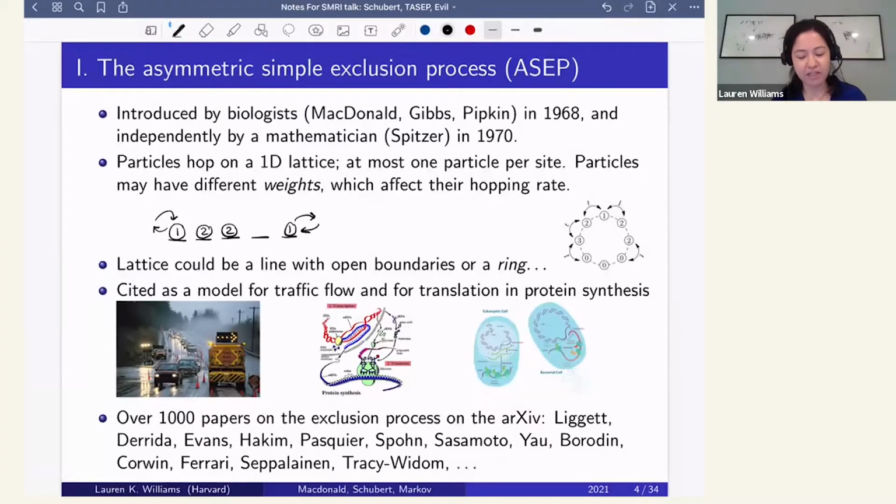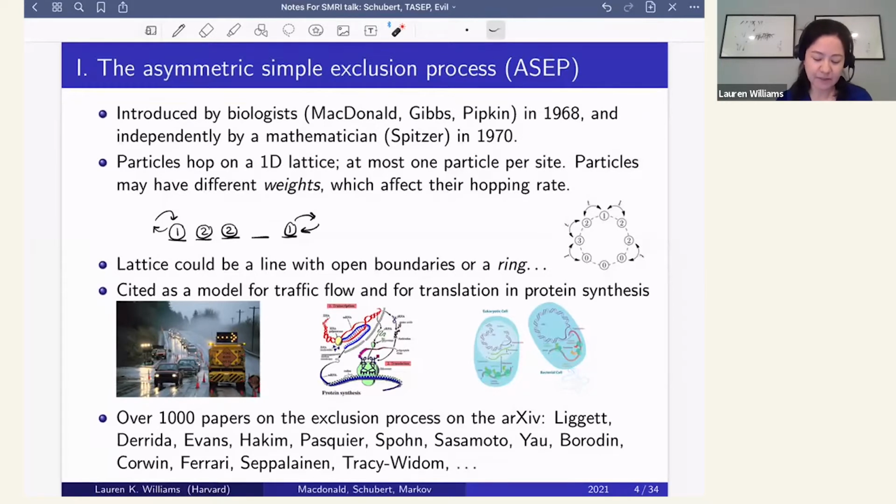Okay, so let me first give a little bit of background on the exclusion process. This is an old model introduced by biologists around 1968, and it was introduced independently by the mathematician Spitzer in 1970. Now, in this model, we have particles hopping on a one-dimensional lattice. So the lattice could be something like this or like this. At most one particle is in every site, and the particles could have different weights which affect their hopping rates. I'm indicating their weights by the numbers inside these circles. There are many choices for the lattice. It could be a line with open boundaries, or it could be a ring. Today, I'll primarily be talking about a ring.